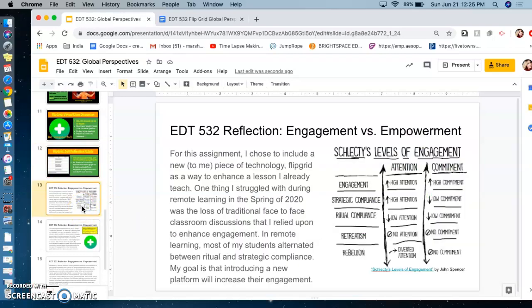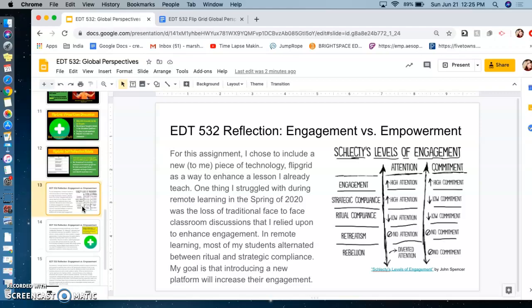So just to jump back into our content and what we covered this week in our course, I keep going back to Schlechty's levels of engagement that John Spencer shared. I think in remote learning, the spring of 2020, my students really went between strategic and ritual compliance. And I think that has to do with a lot of factors. But one of my goals is to start to move students into engagement and empowerment.